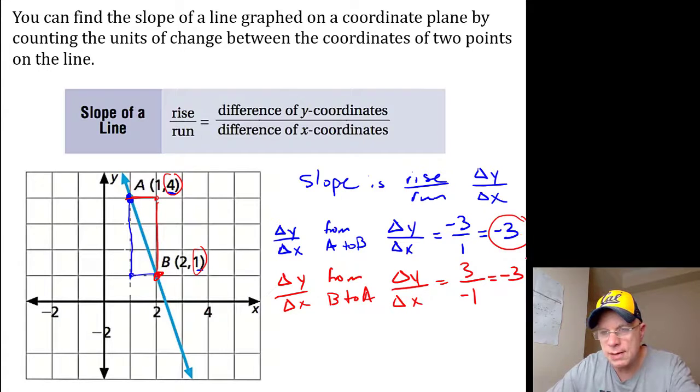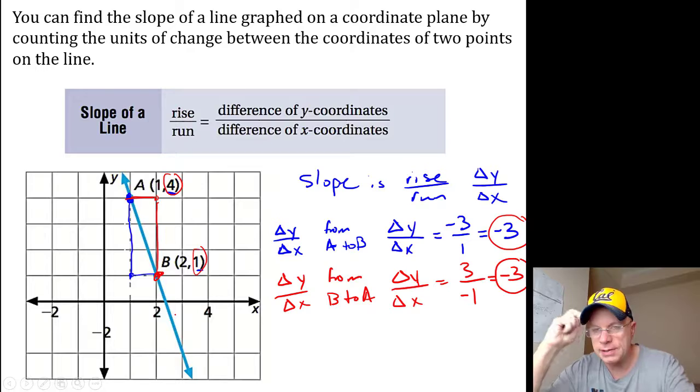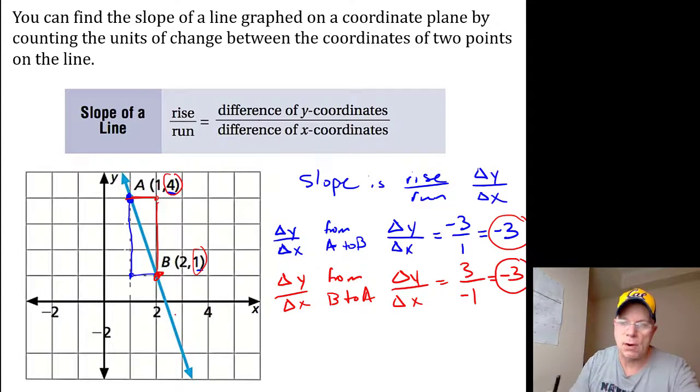So you see you get the same slope whichever point you start at. Any 2 points on the line, when you calculate delta y over delta x, will give you the same slope. That's what makes the points linear. They're all following that same ratio. It makes them all collinear.